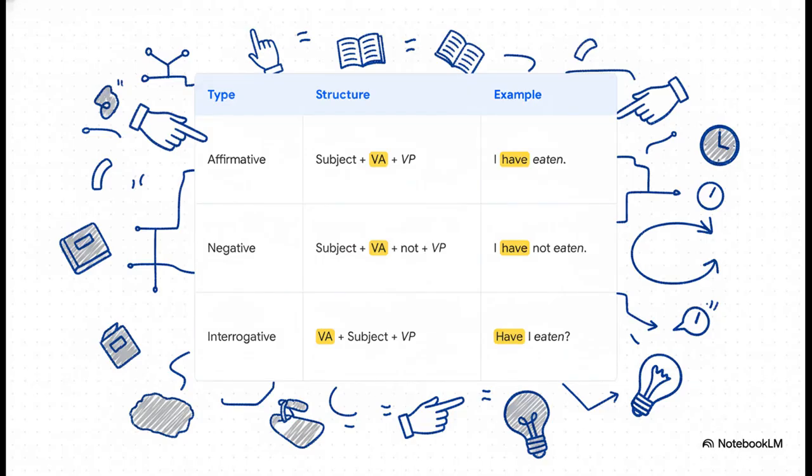Okay, so this is it. This is the universal blueprint for English sentences. Just look at the pattern. For a positive sentence, it's subject, auxiliary verb, then the principal verb. Simple. Want to make it negative? You just slot the word not right after that auxiliary. And for a question, the auxiliary verb just hops to the front. That's it. This consistent structure is our foundation.